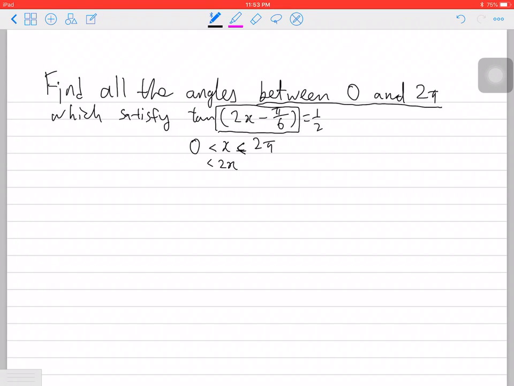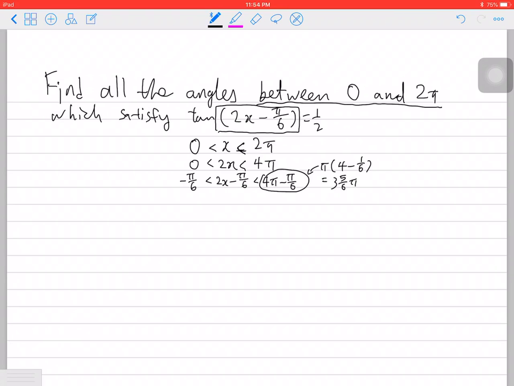So I have 2x. Here my right side I have 4 pi, and minus pi over 6. My left side will be negative pi over 6. My right side will be 4 pi minus pi over 6. And this part, if I take out the pi, will be equivalent to 4 minus 1 over 6, which is equals to 5 over 6 pi.